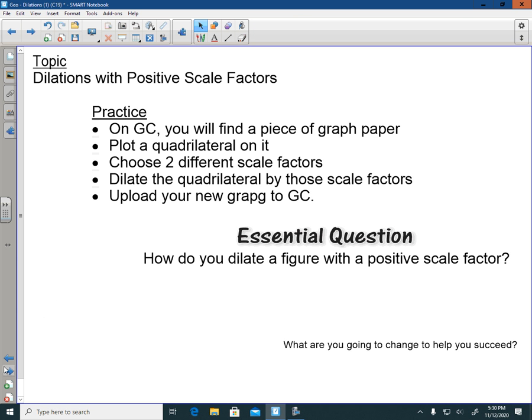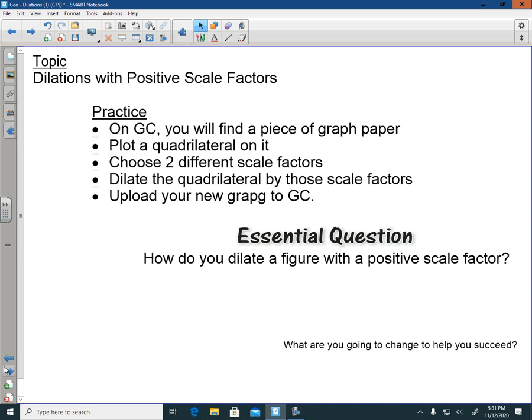All right, friends, so that's about it for today. The topic was dilations with positive scale factors. The essential question, how do you dilate a figure with a positive scale factor, should be answerable right about now, but if not, then do a little bit more work or talk to me during office hours and we can clear things up.